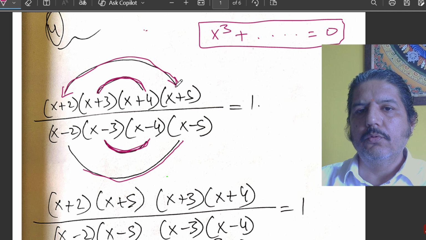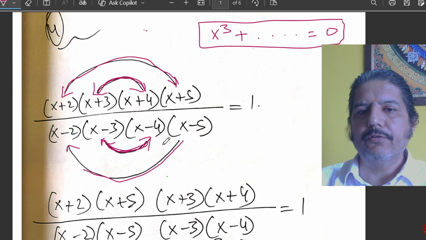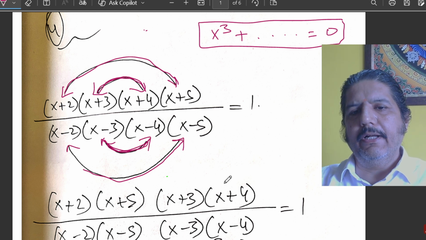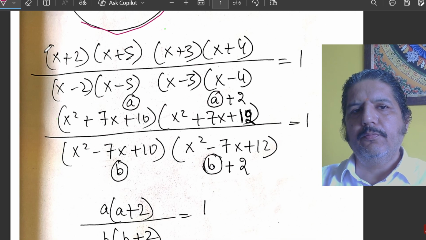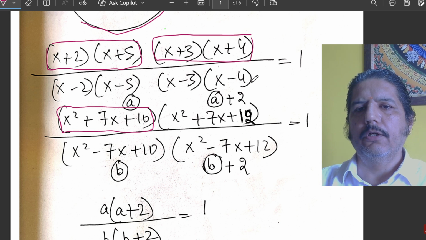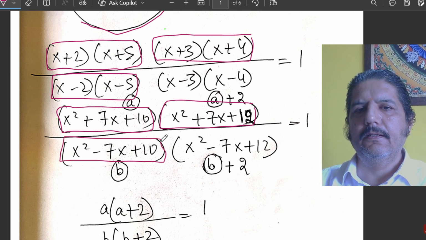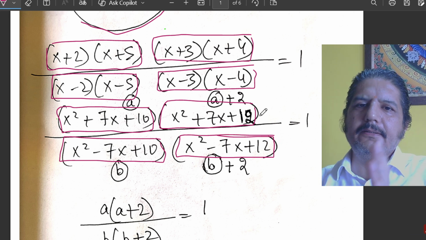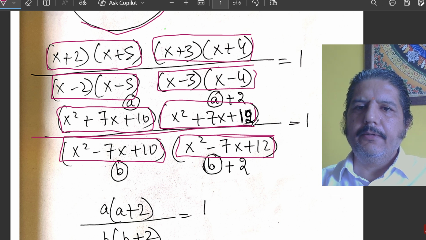I'll multiply these two, I'll multiply these two, I'll multiply these two, and I'll multiply these two, and let's see what happens. So when I multiply x plus 2 and x plus 5, this is the term I get. When I multiply x plus 3 into x plus 4, this is what I get. When I multiply x minus 2 into x minus 5, this is what I get. And when I multiply x minus 3 into x minus 4, this is what I get. So these are the terms that I am getting.